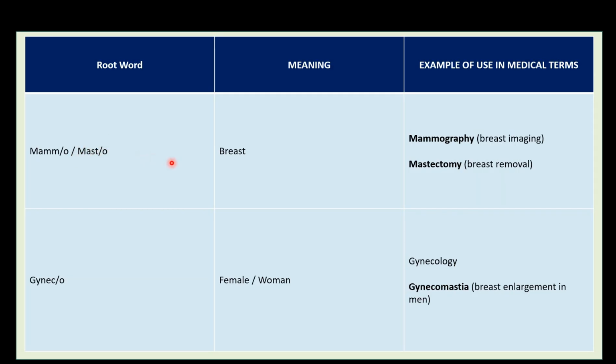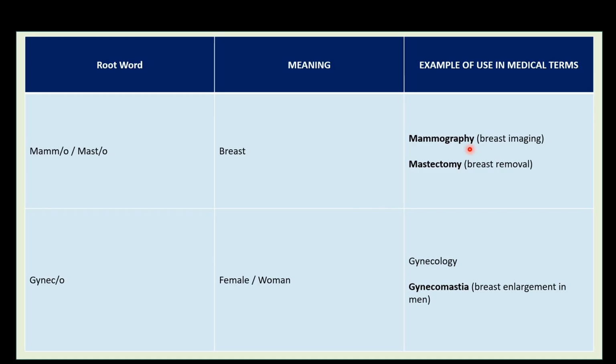This root word is mainly used when there is a description of breast related information. For example, here we have mammography. If breast imaging is performed by the doctor and medical team for any medical purpose, we use the terminology mammography, where M-A-M-M-O is the root word.